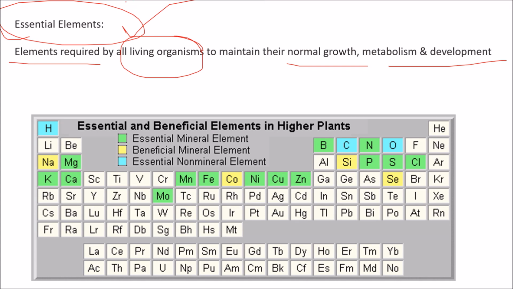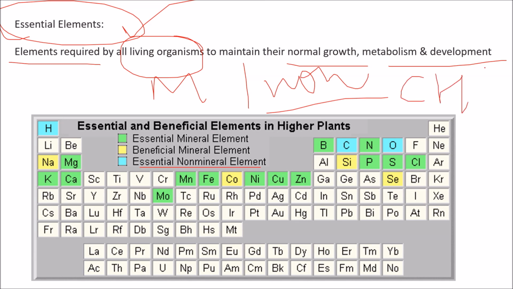If we need to highlight a few elements, then there are minerals and there are non-mineral elements. Non-mineral elements essential like C, H, and O, that is carbon, hydrogen, oxygen. Then we have essential mineral elements. Then we have beneficial mineral elements in different terms. You can see in the picture, which are highlighted with the green, yellow, and blue color.